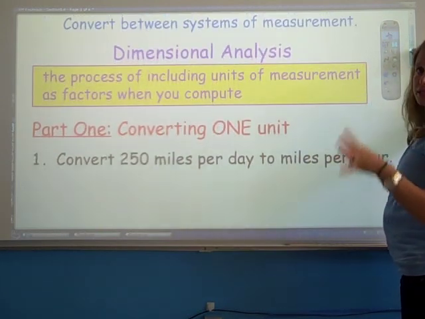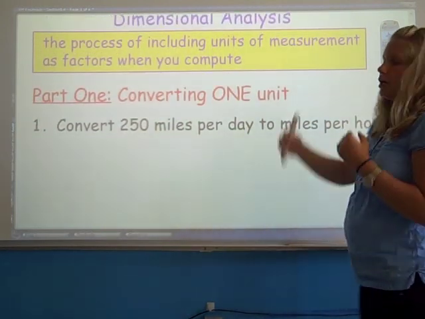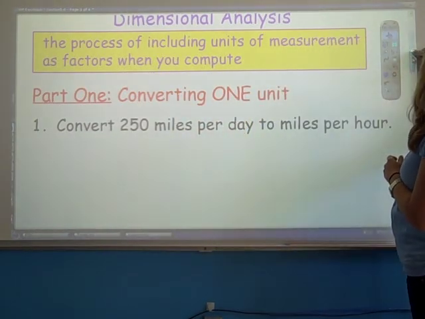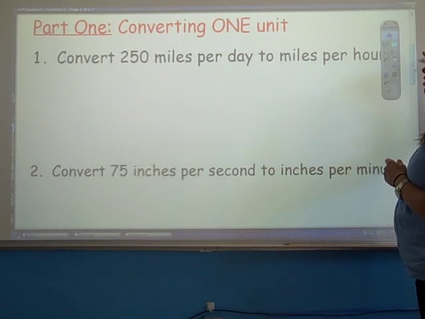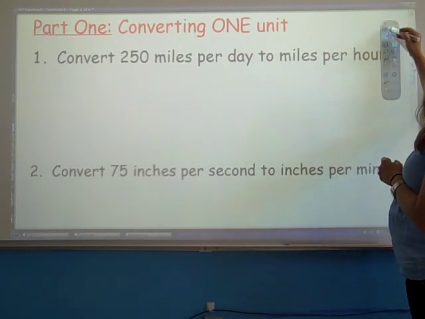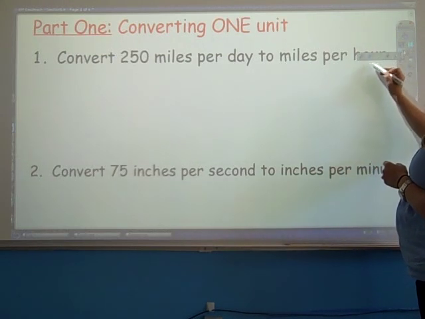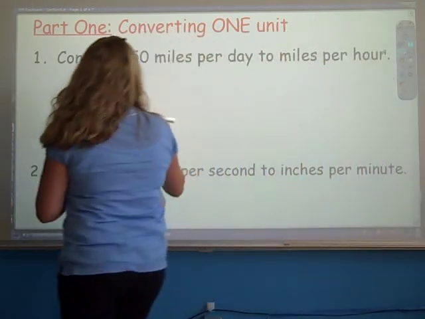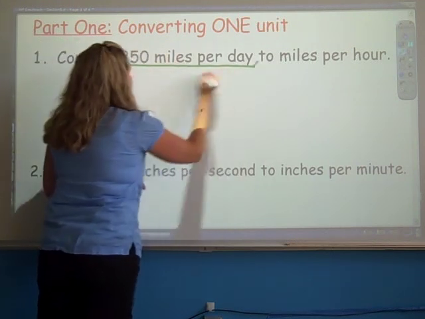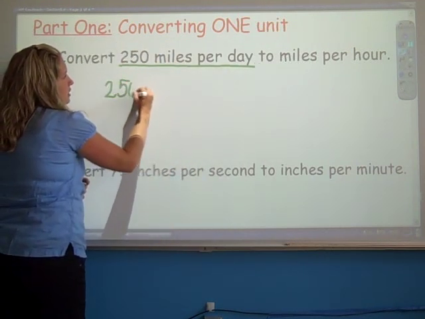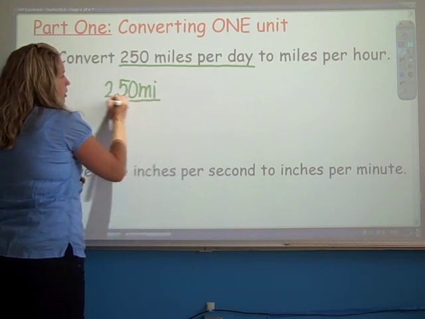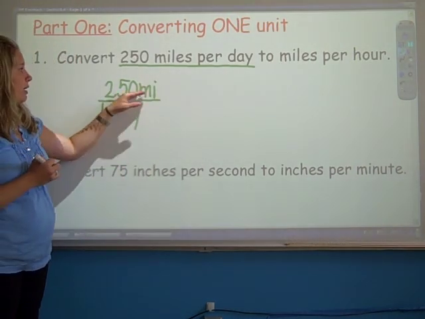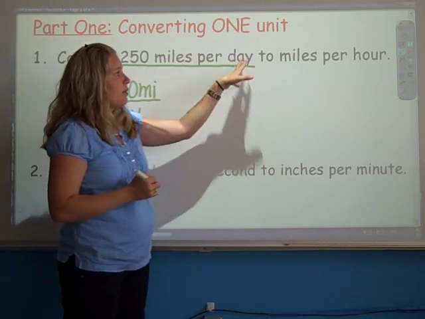There are 4 parts to this lesson. So part 1, we're going to work in slowly. We're going to just convert 1 unit of measurement. So number 1, we're going to convert 250 miles per day to miles per hour. So what you do, I'm going to show you how to set it up. You take what's given, write it as a fraction. 250 miles per day. And you can write 1 day if you want.